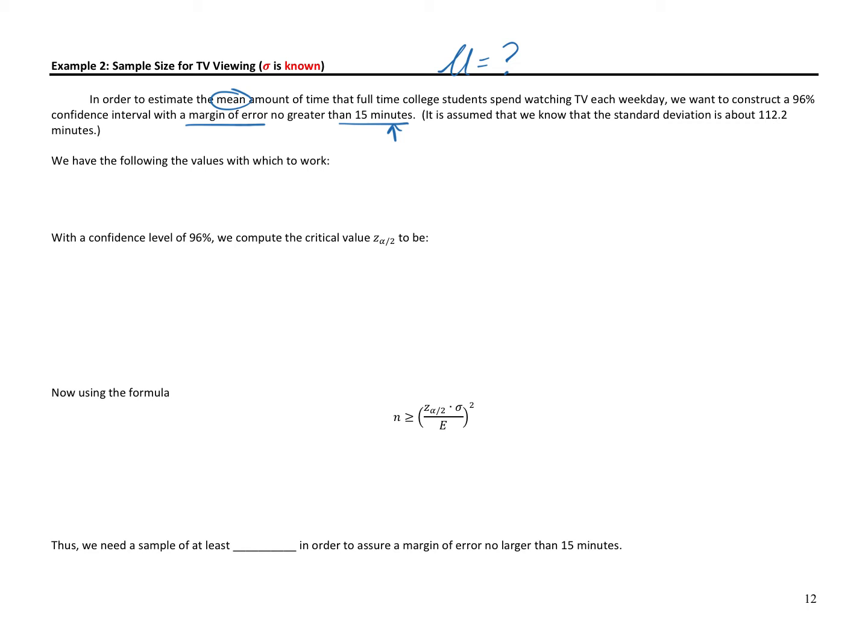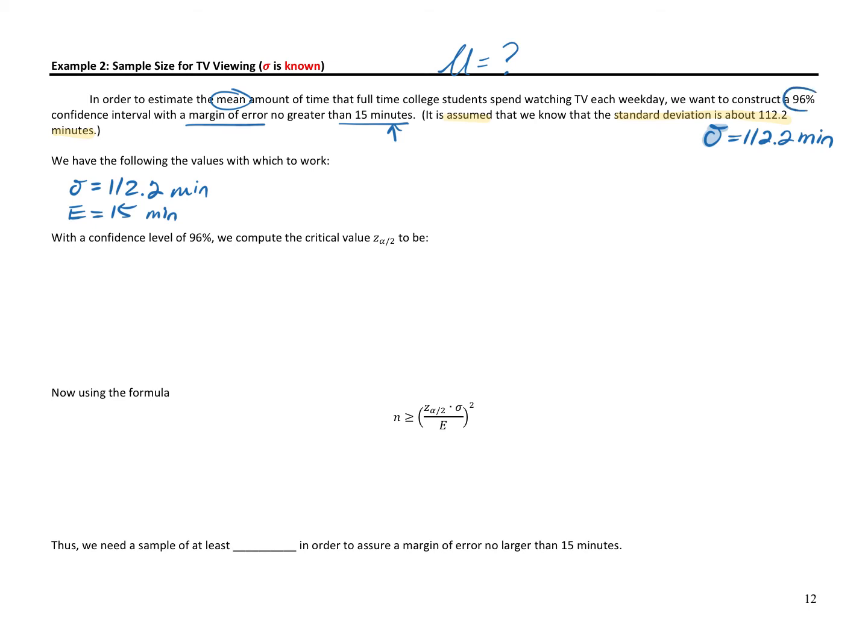Also, another important piece of information, which I didn't read out loud here, is that we're assuming that we know the standard deviation to be about 112.2 minutes. So this is sigma. So sigma is 112.2 minutes. Okay, I'm going to write down all the information that I'm given using the correct notation. We have sigma, and we know our margin of error is 15 minutes.